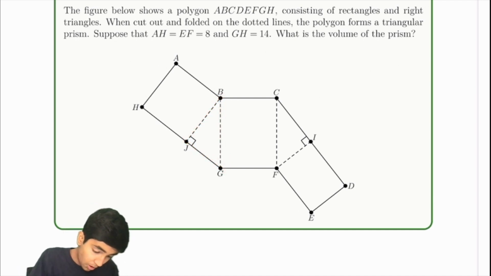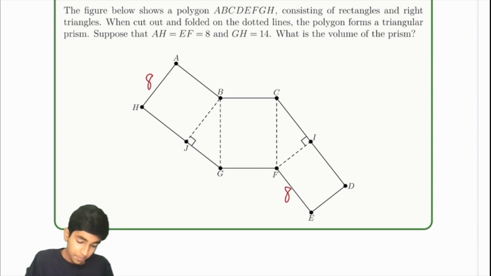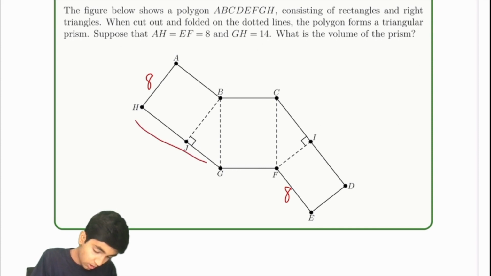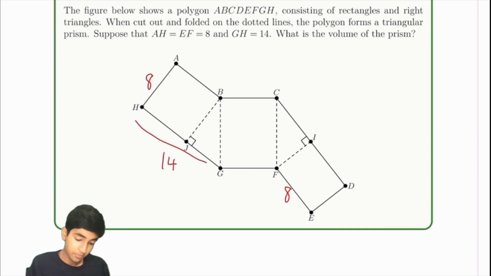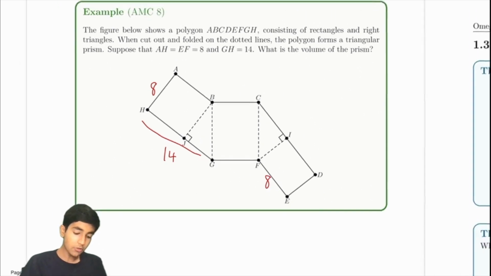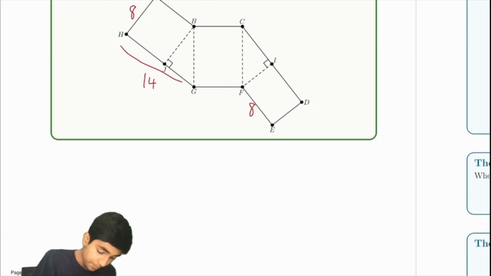Okay, suppose that AH is 8, EF is also 8, GH is 14. Where's GH? G is here, H is here. So this whole thing is 14. And we're asked to find the volume of the prism. So let's draw what this prism will look like. It's going to look something like, let's use a different pen, it's going to look something like this.